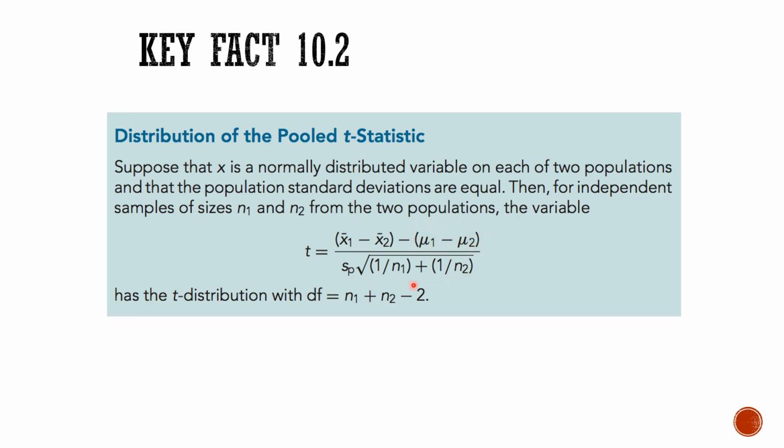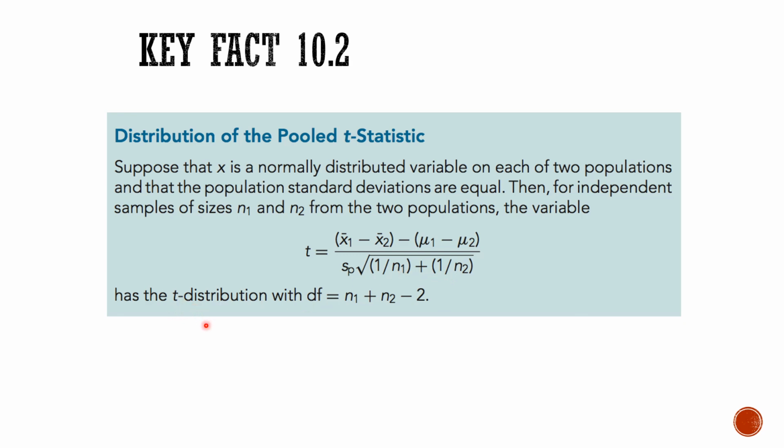And look at this formula here. It's S sub p. So they have combined the two sample standard deviations into one. They've called it S sub p times square root over 1 divided by n1 plus 1 divided by n sub 2, which are the two sample sizes. All right.